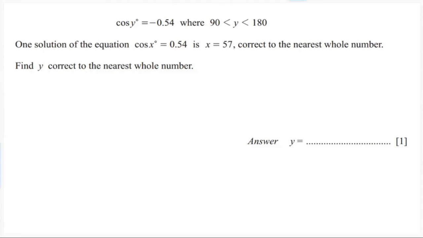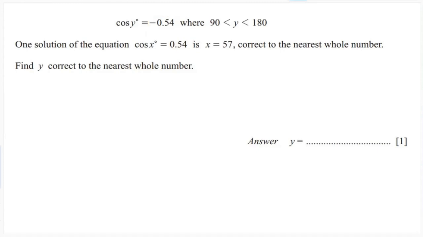Okay, so one solution of this equation, cos of x equals 0.54, is x equals 0.57. Now this is something that can come in paper 2 as well, right? So यहाँ पे जरूरी नहीं है कि paper 1 में, this can come in paper 2 as well. So cos of y is given to be minus 0.54. एक एंगल है जिसका cos आपके पास आ रहा है minus 0.54.